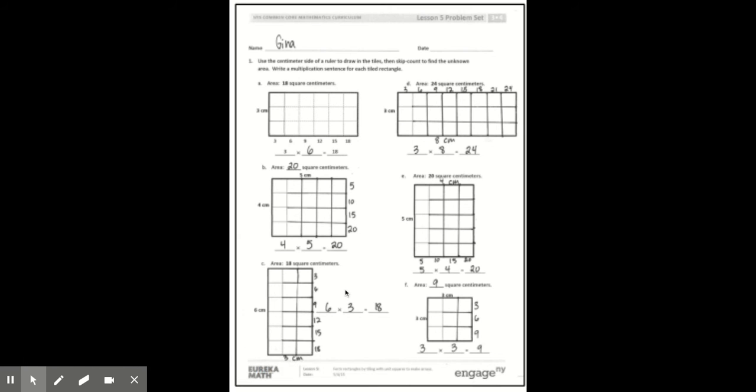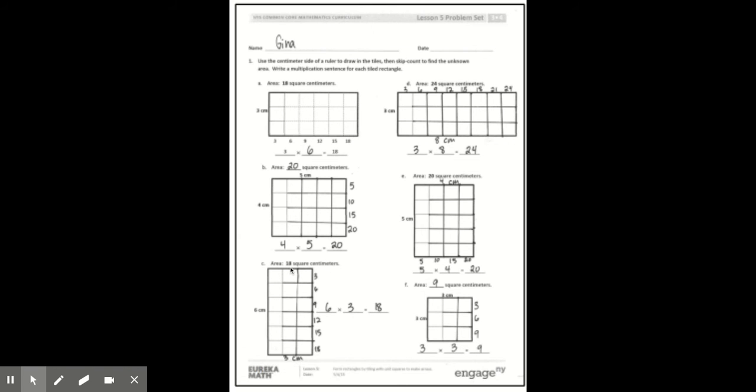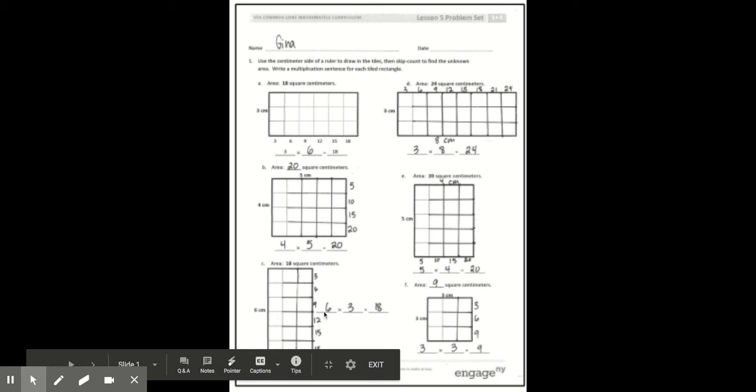On part C, we know that the total is 18 square centimeters, and we know that this side is 6. So we need to draw in the rest of our tiles. So we know the number 6 and we know the number 18. 18 is the square centimeters, the area. 6 is one side length. So we need to know one other side. So it would be 3. 6 times 3 is 18 square centimeters.